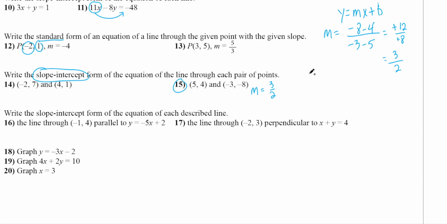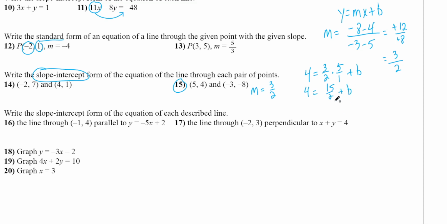So y equals, what's the y? 4 equals m. What's the m? Just found it. 3 over 2 times x. What's the x? 5. I'm going to put it over 1 since I'm multiplying by a fraction. And then plus what? b, because I don't know it. I don't know the y-intercept. Okay? So let's do it. Does anything cancel out here? Unfortunately not. This is what? 15 over 2 plus b.